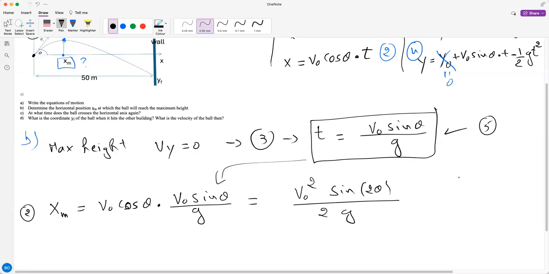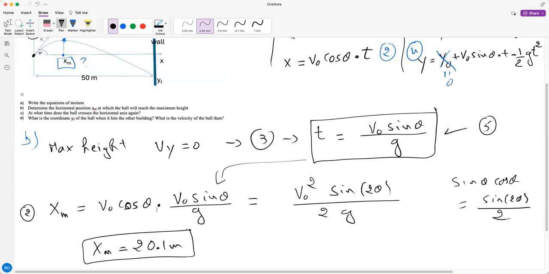Well, the reason is that sine theta cosine theta is equal to sine 2 theta divided by 2. Okay, this is well known from high school. So now the xm, if we replace by the values, v0 is 20 meters per second, theta is 40, and g is 9.8. You can see that it is equal to 20.1 meters.